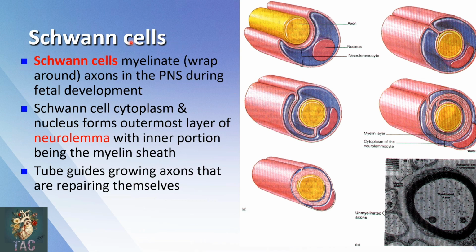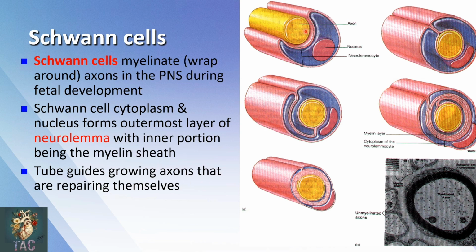The Schwann cells are the types of the cells which myelinate. They wrap around the axon in the peripheral nervous system during the fetal development. Schwann cell cytoplasm and nucleus form outermost layers of the neurolemma, with the inner portion being the myelin sheath, and the tube guides growing axons that are repairing themselves.